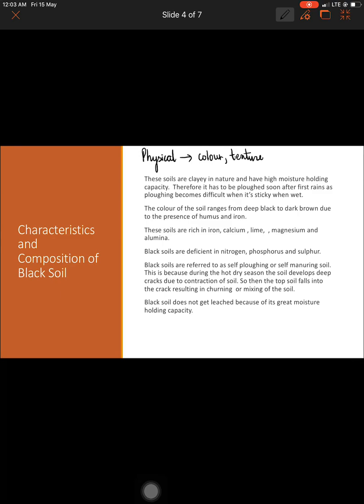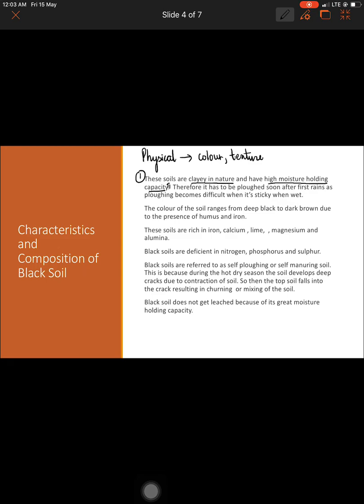So let's begin with the first physical property or characteristic of black soil: black soils are clayey in nature, meaning they have high clay content and they have high moisture holding capacity, meaning they can retain a lot of moisture.